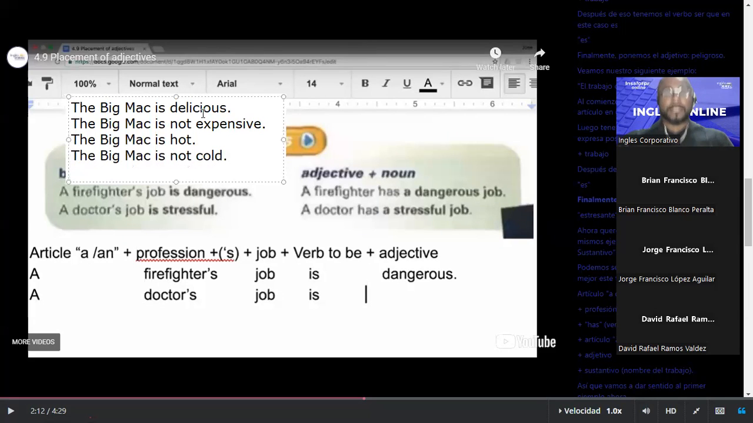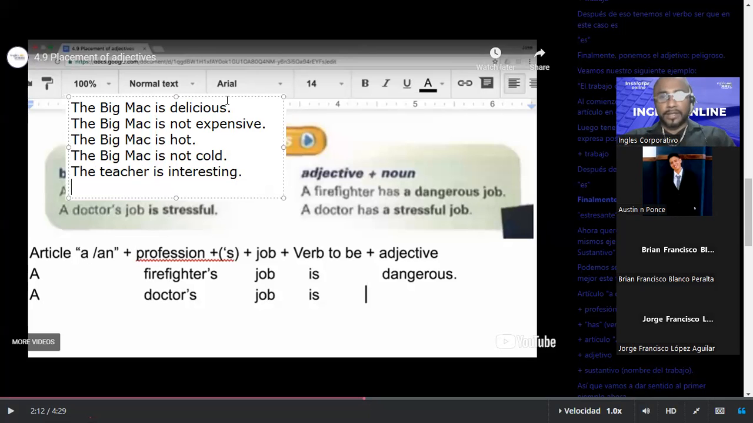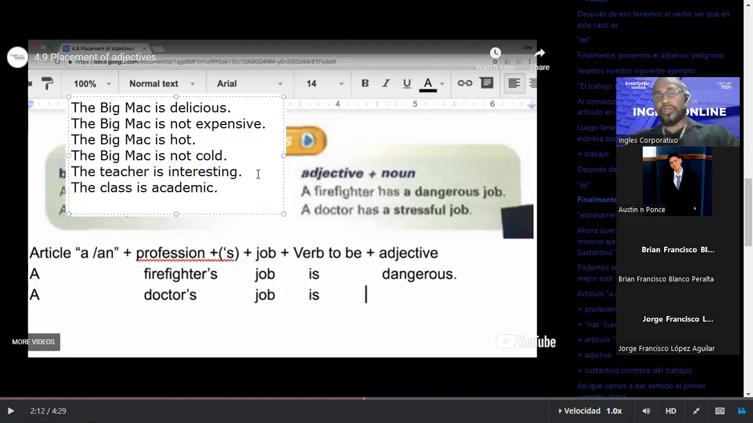Como decimos, el maestro es interesante. The teacher is interesting. Okay. ¿Cómo decimos la clase académica? The class is academic. Okay. ¿Cómo digo, la película es chistosa? The movie is funny.